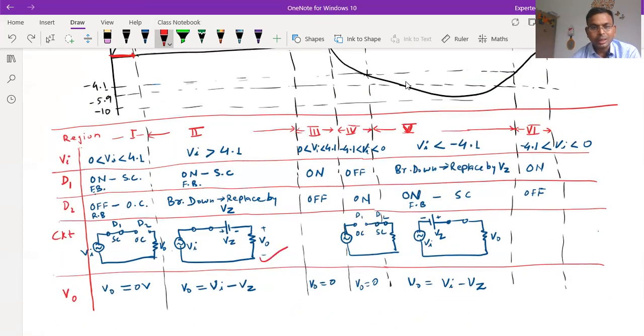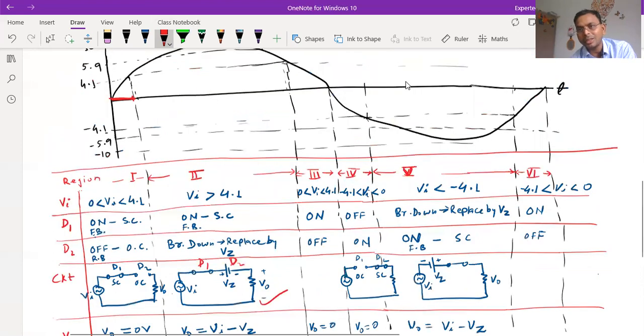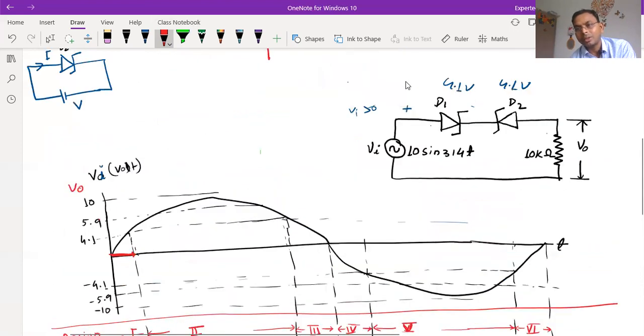Now this is the circuit I have drawn here. VI is there, D1 is on, but diode D2 is replaced by Zener voltage VZ. So remember, this side will be plus and this side will be minus, because this Zener diode is like this. Here you can see.